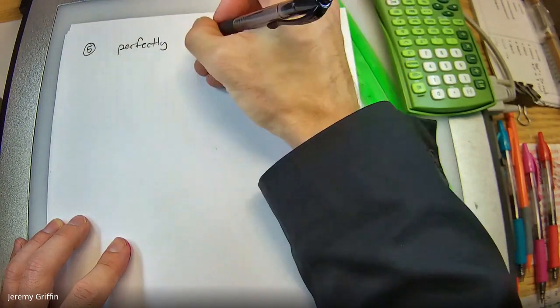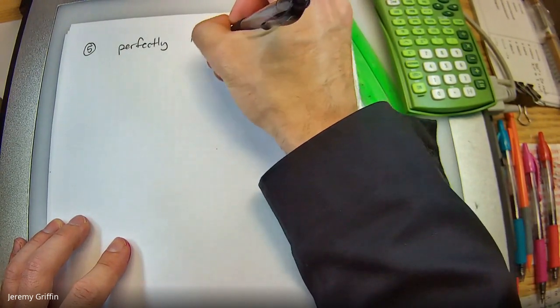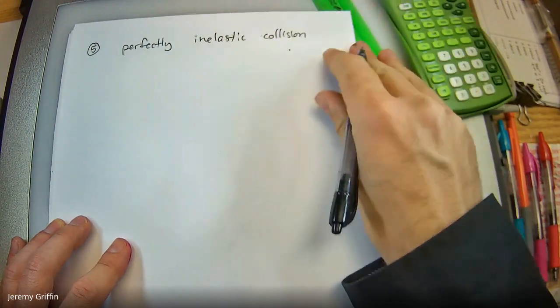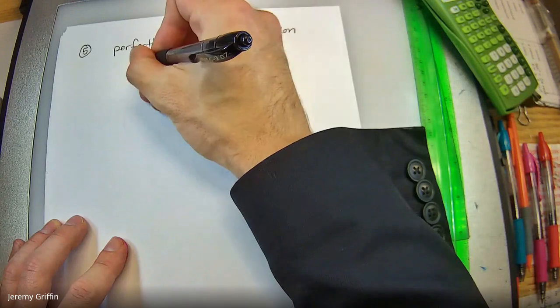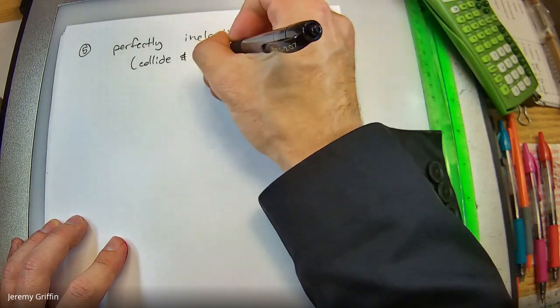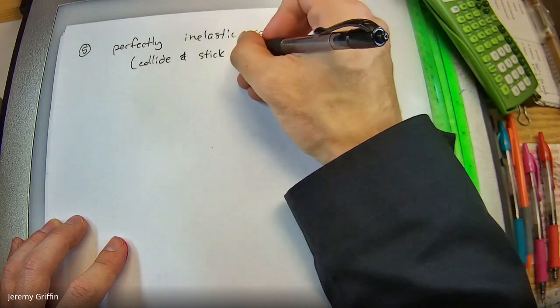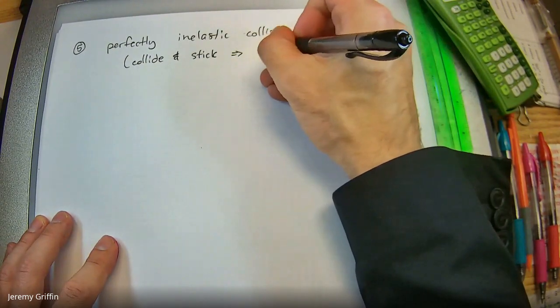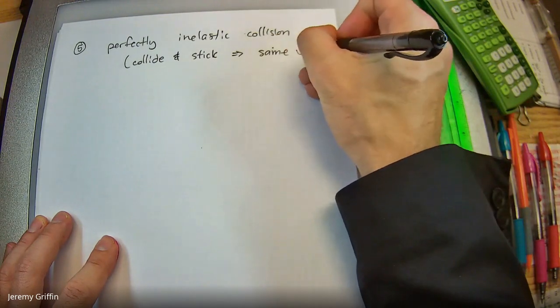Perfectly inelastic collision. That just means they're going to collide and stick. Now, if they collide and stick together, doesn't that mean they have the same final velocity?